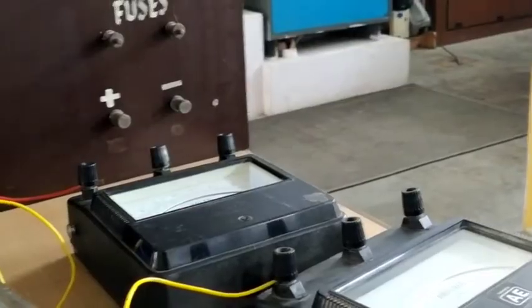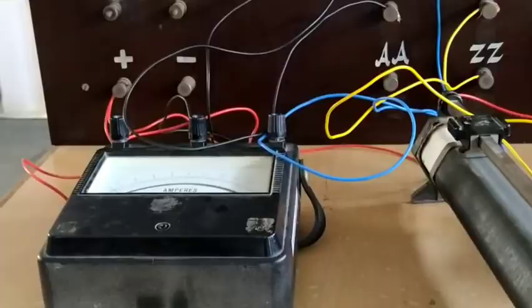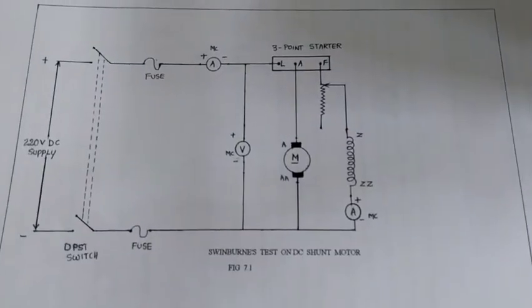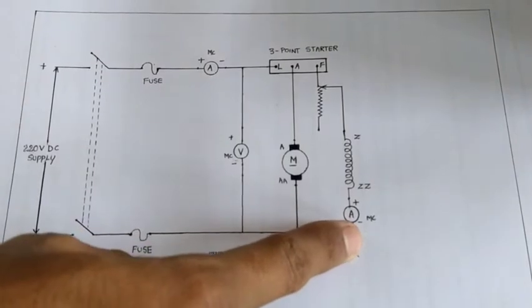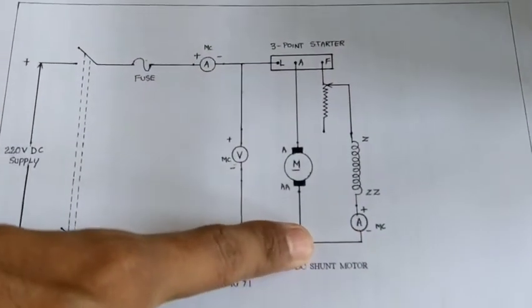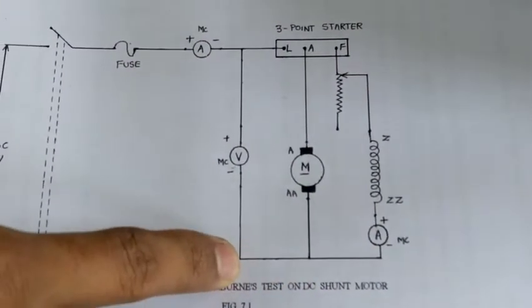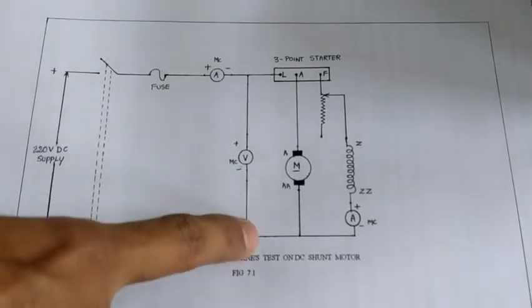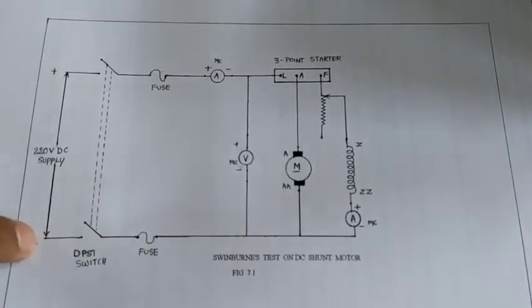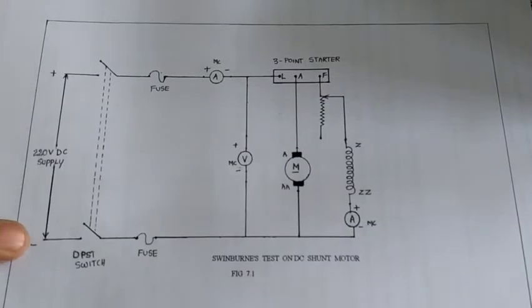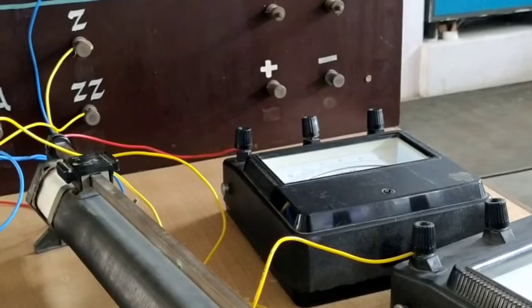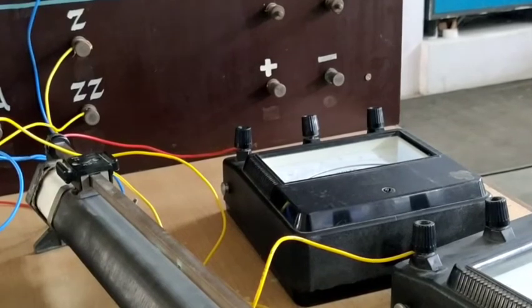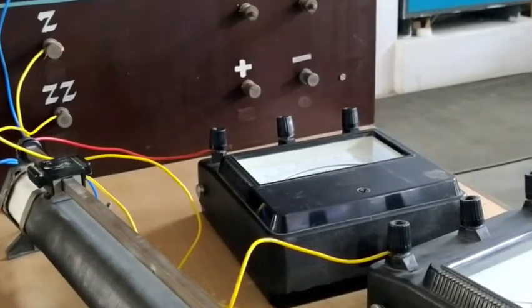And then the other end of the ammeter, that is the negative terminal of the ammeter, goes to AA, and from that AA to the negative terminal of the voltmeter, and then lastly it is connected to the negative of the main supply. So I am connecting that negative terminal of the ammeter.